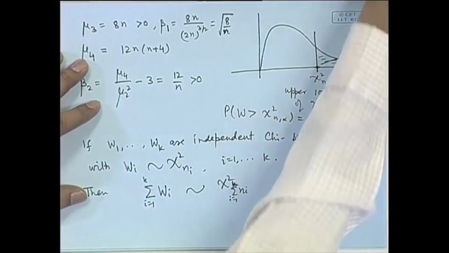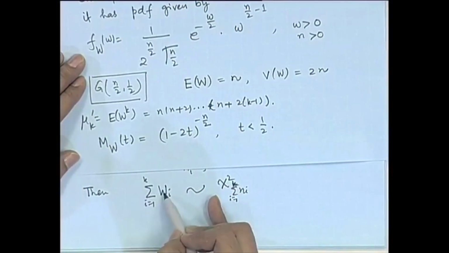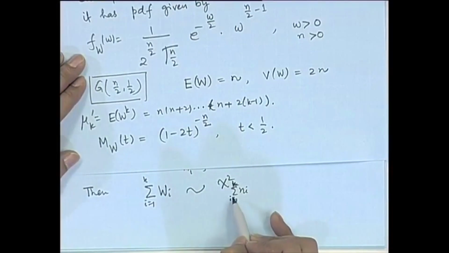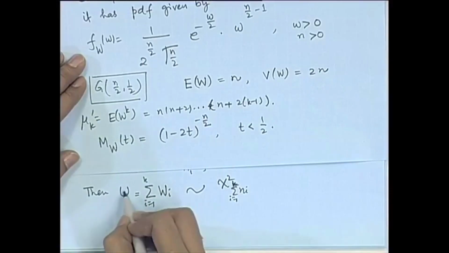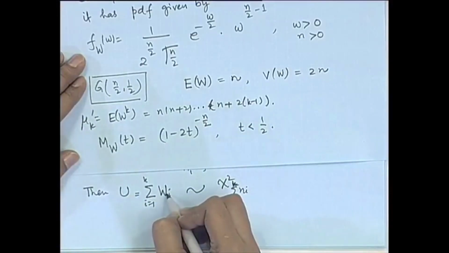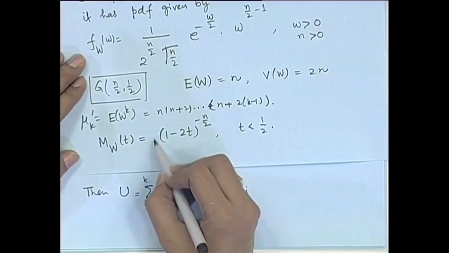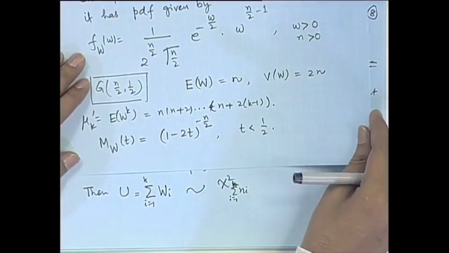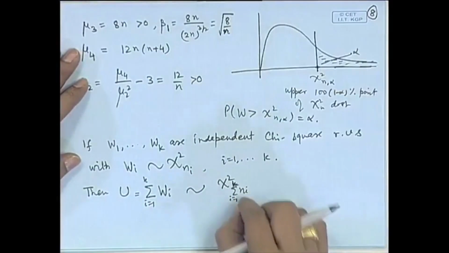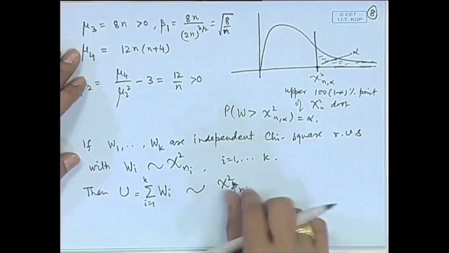The proof is extremely simple, because if we apply the property that the moment generating function of a sum is the product of the individual moment generating functions, if the random variables are independent, then the MGF of U will be the product of the MGFs of W i, which will be 1 minus 2t to the power minus n i by 2. So, if we multiply out, this will become sum of n i by 2. So, the distribution of the sum of chi-squares is again a chi-square, and the degrees of freedom are added.